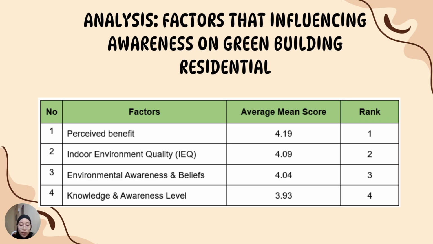The second strongest factor was indoor environmental quality, including air quality, lighting, and thermal comfort. Environmental awareness and general knowledge also influence awareness, but slightly less than indoor environmental quality, which has a mean score of 4.04. So this shows that students care more about perceived benefit than just technical information. It is because students strongly believe that green building can improve the health and well-being of people.